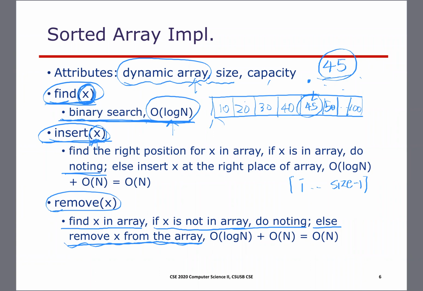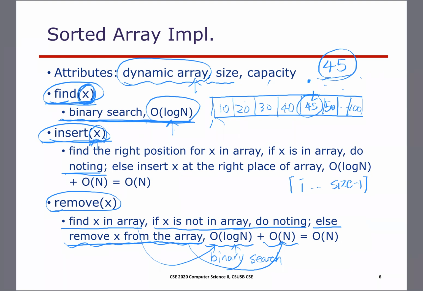The first step, find X in the array, we use binary search. Binary search time complexity is big O log n. So finding X in the array is big O log n. And then removing X from the array is big O(n).